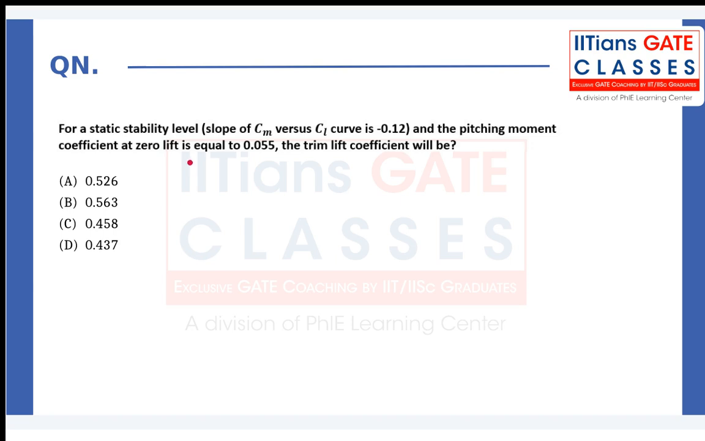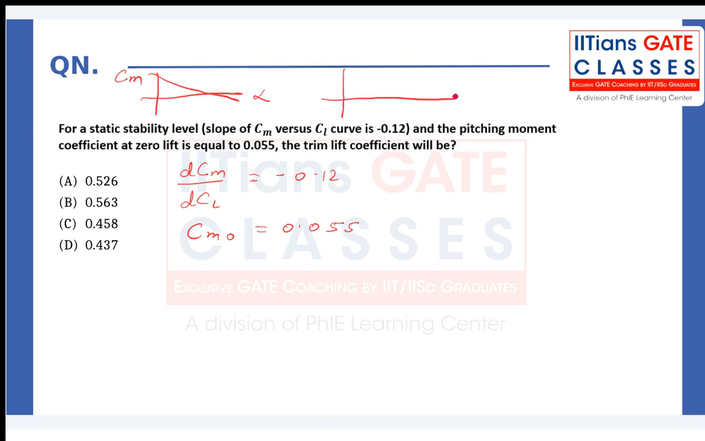So dCM by dCL is given as minus 0.12, right? And the zero lift CM, that is CM naught, is given to us as 0.055. Now we'd seen that the CM versus alpha curve should have a negative slope, right? It follows the same trend for CM versus CL, because CL is directly proportional to alpha. So your CM versus CL curve will also look in the same manner, but the value of CM naught will be different.